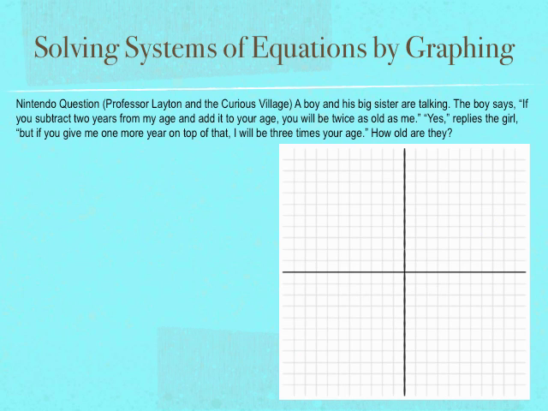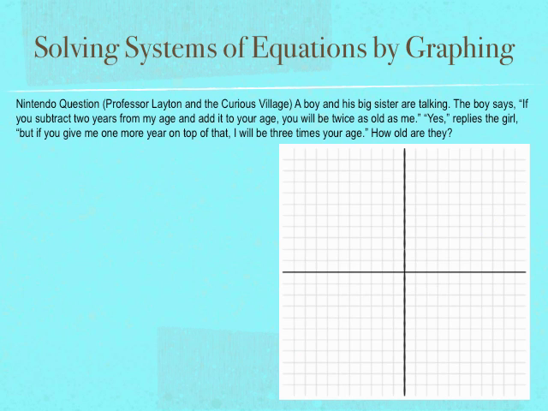So we have a boy and his big sister talking. The boy says, "If you subtract 2 years from my age and add it to your age, you will be twice as old as me." "Yes," replies the girl, "but if you give me 1 more year on top of that, I will be 3 times your age." How old are they?